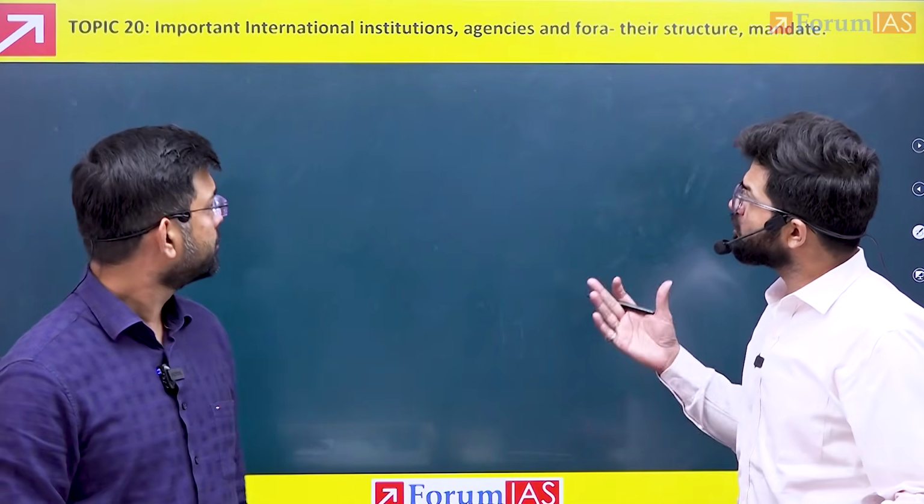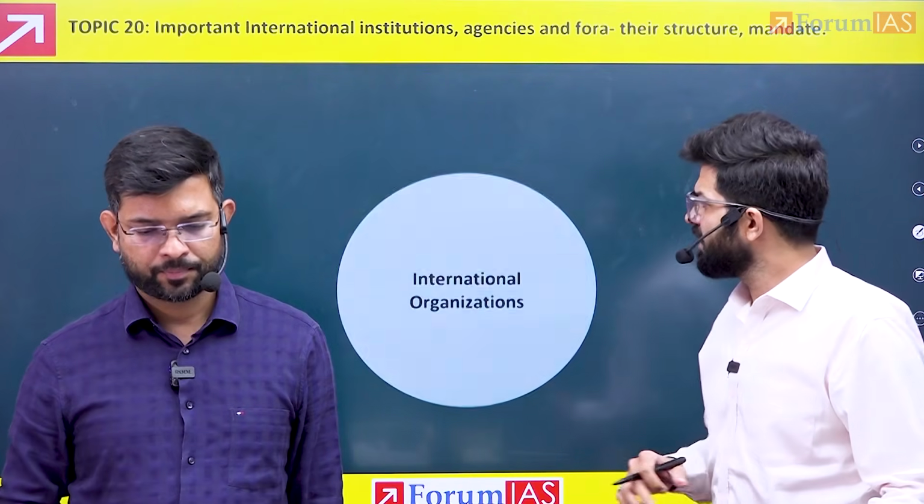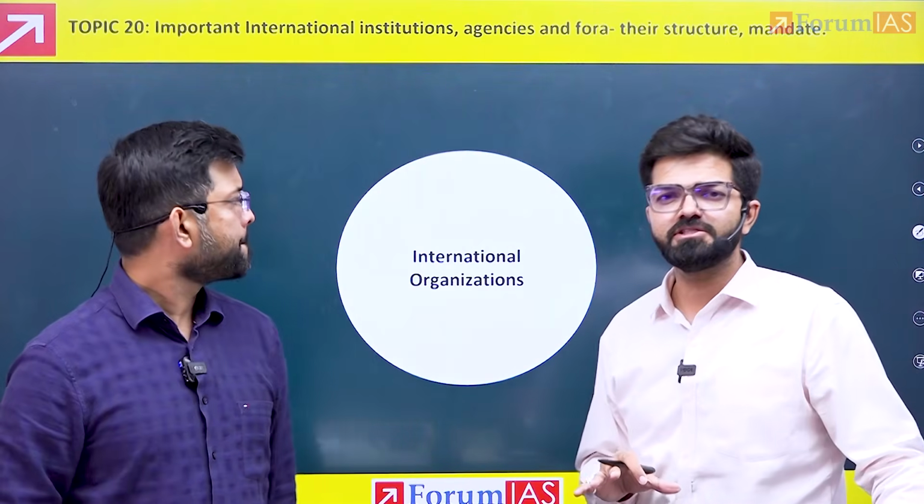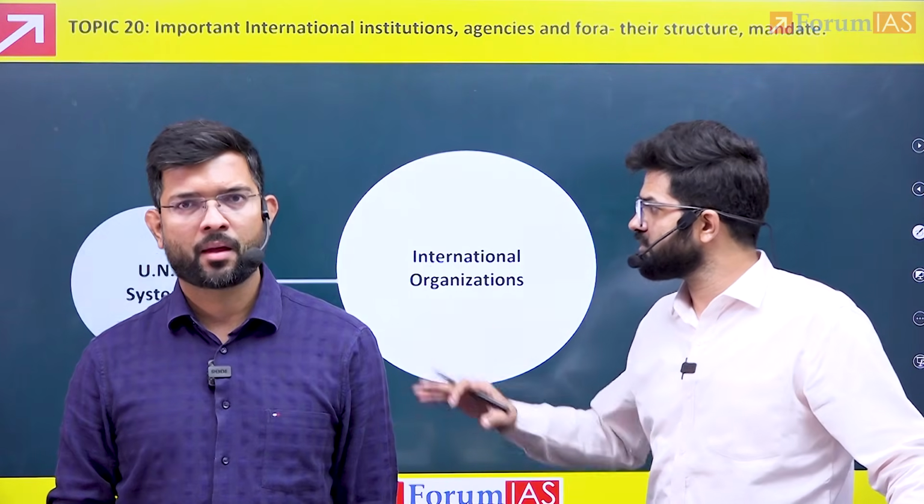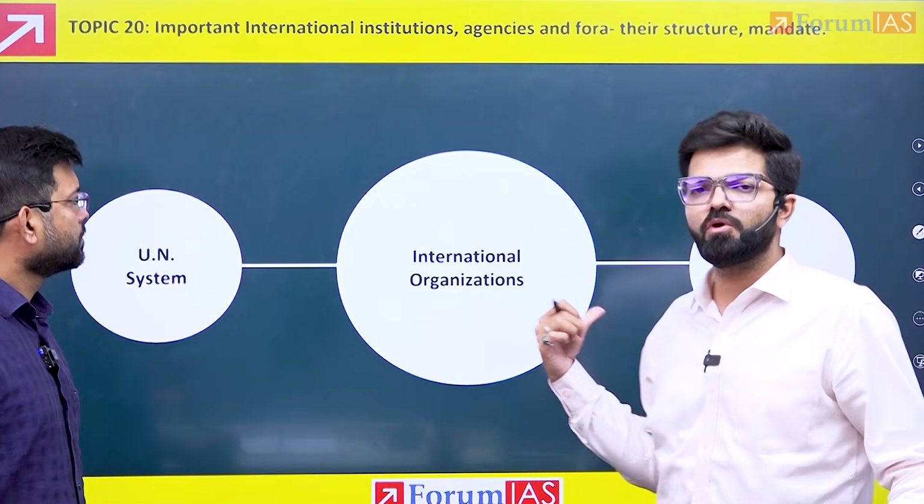Talking about topic 20, international relations, international institutions. We have divided international organizations into two areas. One is, of course, the UN system, and the other is the organizations beyond the UN system. Now, UN is again the most prominent international organization, and a lot has been asked about the UN.